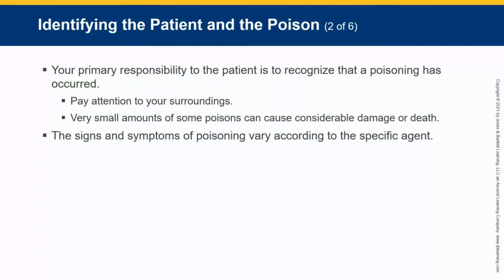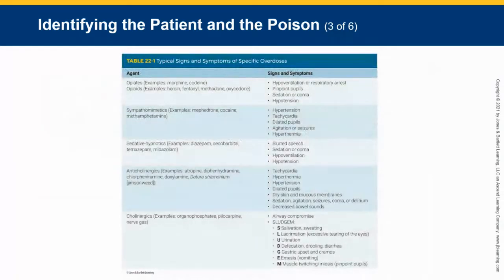And also know that signs and symptoms of a poisoning would obviously vary according to what that specific agent was and how it affected the body. Here's a chart of some common agents and the signs and symptoms associated with them. We have opiates and opioids that we're familiar with, things like morphine, fentanyl, oxycodone, and we're talking about lowered respiratory drive or respiratory arrest, pinpoint pupils, coma, being completely unresponsive, or if they're in an advanced state of shock, maybe some hypotension to go along with that.